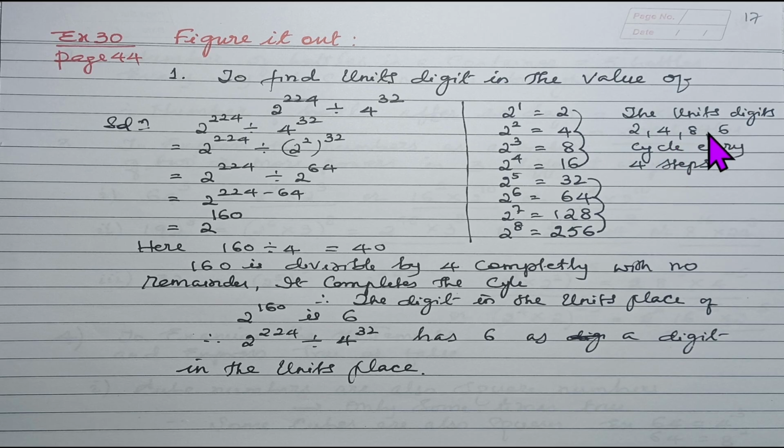See, the unit digits 2, 4, 8, 6 cycle every 4 steps. Now let us see, when I divide 160 by 4 it becomes 40. That means 160 is completely divisible by 4 with no remainder, therefore it completes the cycle. Therefore the digit in the units place of 2 raised to 160 is 6, or 2 raised to 224 divided by 4 raised to 32 has 6 as a digit in the units place.